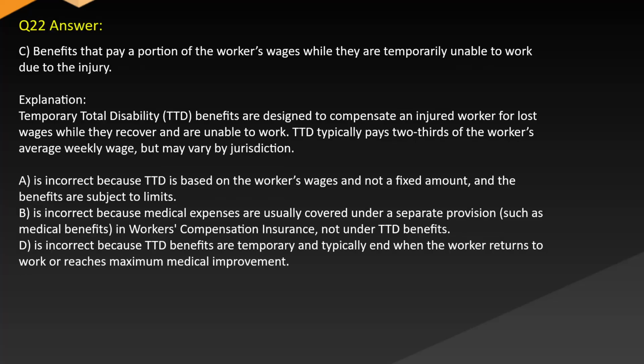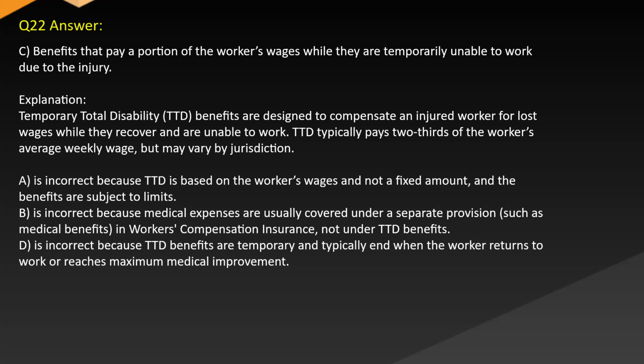Answer: C. Benefits that pay a portion of the worker's wages while they are temporarily unable to work due to the injury. Explanation: Temporary total disability, TTD, benefits are designed to compensate an injured worker for lost wages while they recover and are unable to work. TTD typically pays two-thirds of the worker's average weekly wage, but may vary by jurisdiction.